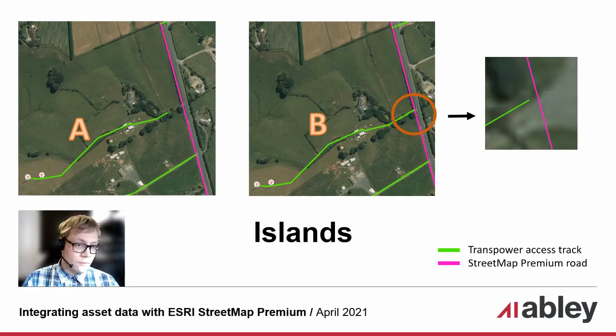Of the nearly 8,000 tracks that we were integrating, there were about 300 that were identified as islands, and about 90% of these were due to incorrect Z levels, which had to be manually corrected. The Z level tool included with StreetMap Premium did not fix these issues. It fixed some, but didn't fix others.